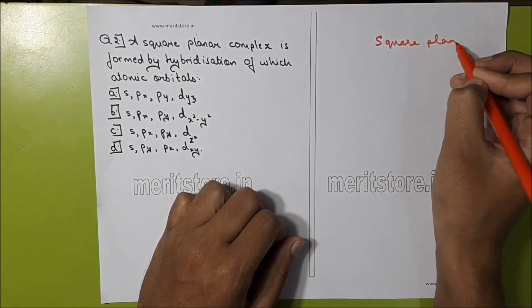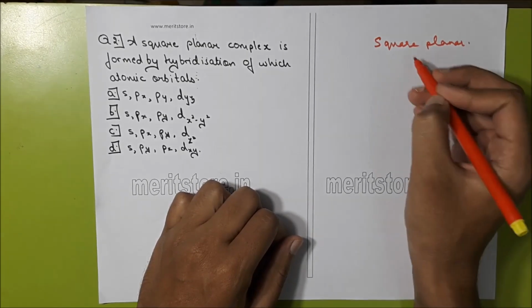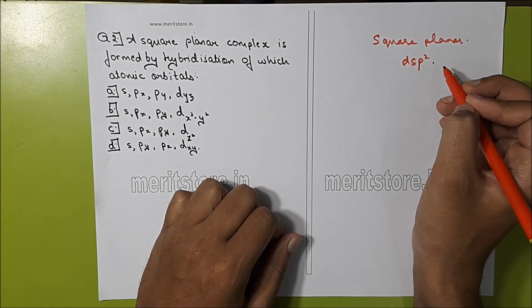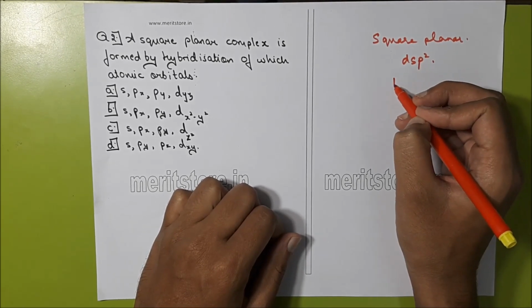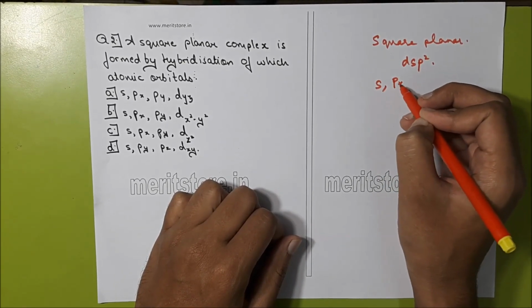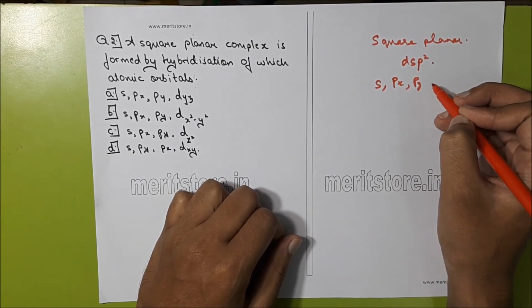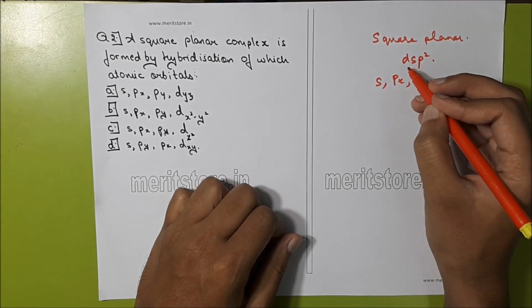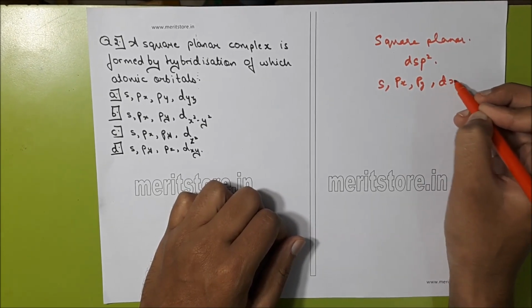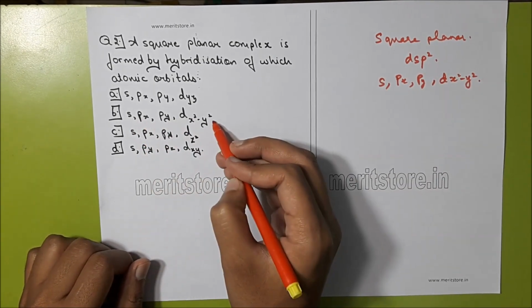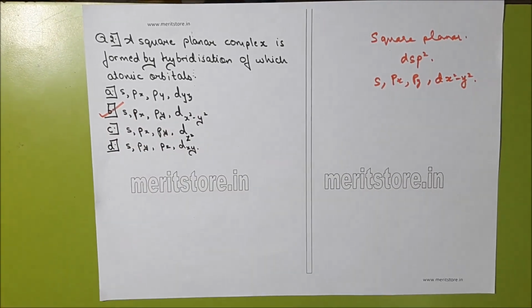Okay, for square planar structure, we need dsp2 orbitals to be filled. For that we have to fill first S, then px, then comes py, as there are 2 orbitals of p, so we don't need pz, and then comes the last orbital of d, which is dx square minus y square. So option B is the correct option.